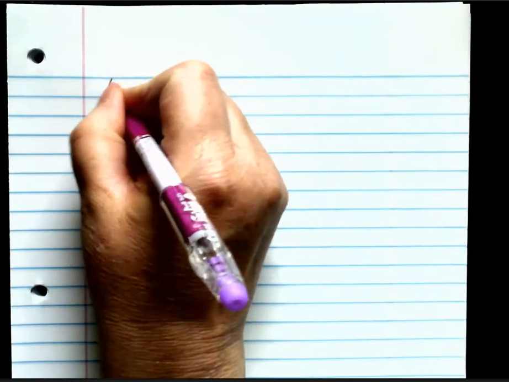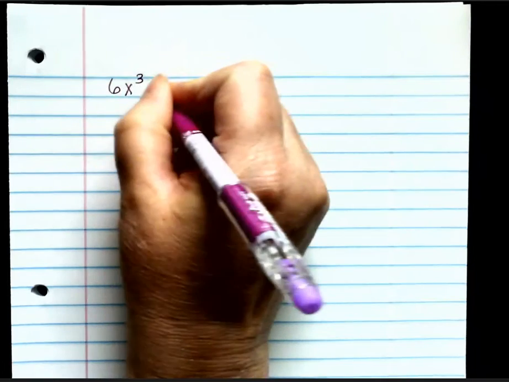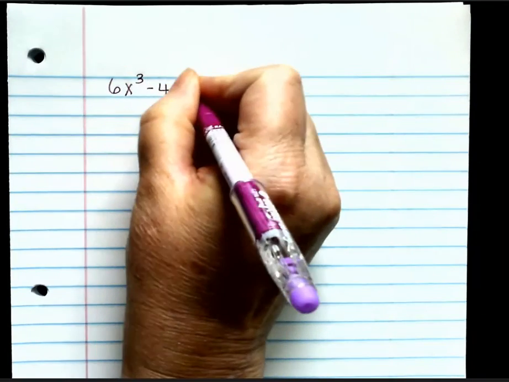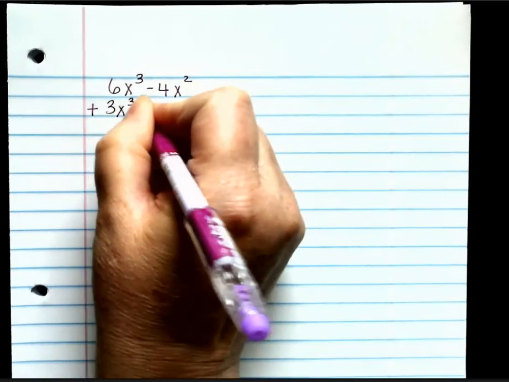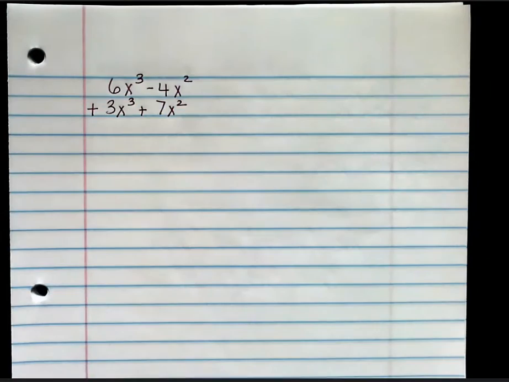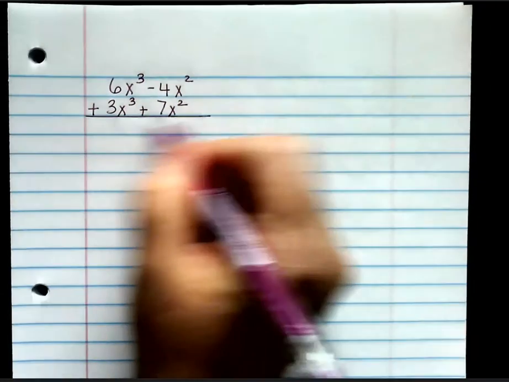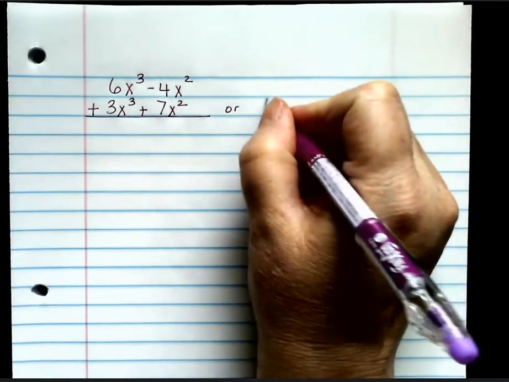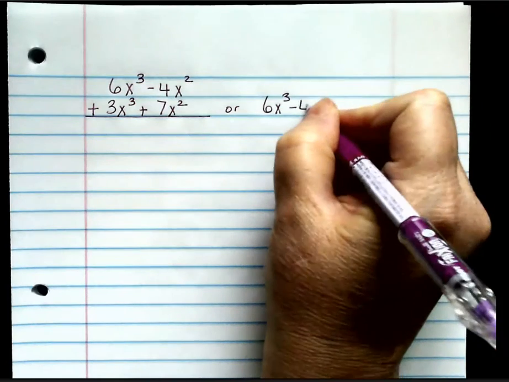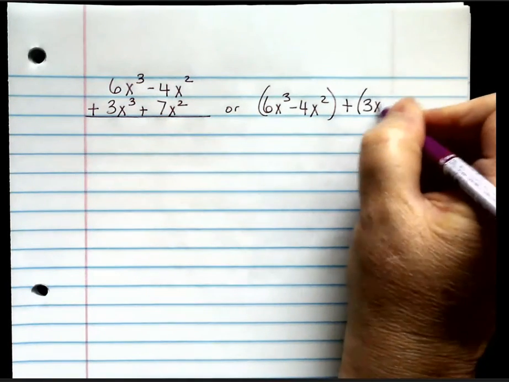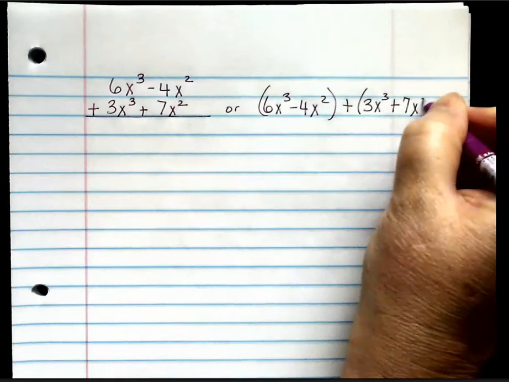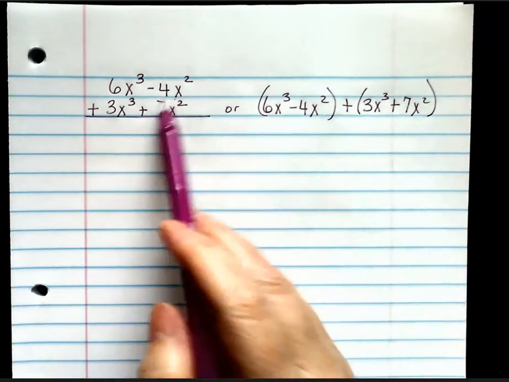Okay, so let's actually talk about how to add and subtract polynomials. I have 6x cubed minus 4x squared plus 3x cubed plus 7x squared. When you add polynomials, it can look like this, or it will look like this. Now, these are both the exact same thing.